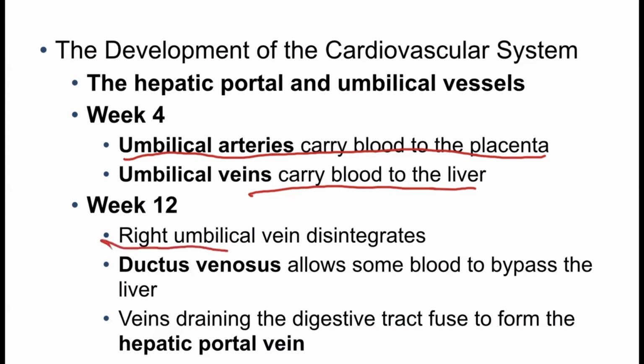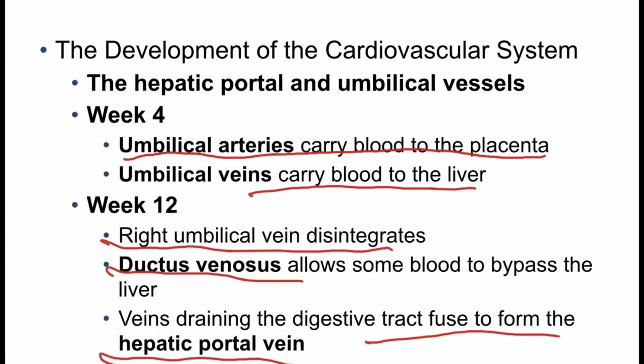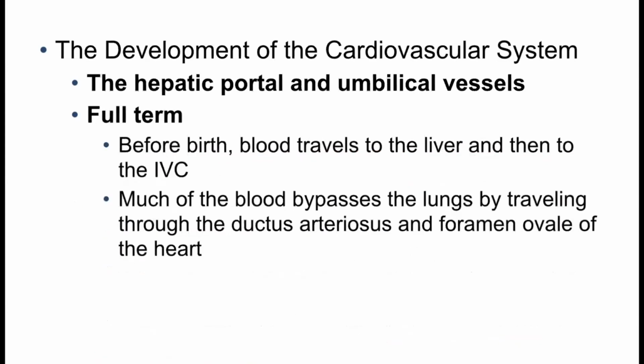The right umbilical vein disintegrates about week 12. The ductus venosus allows some blood to bypass the liver. Again, the mother's liver is doing the work for the fetus. Veins draining the digestive tract fuse to form the hepatic portal vein for the liver. At full term, before birth, blood travels to the liver and then to the inferior vena cava. So much of the blood bypasses the lungs, like we talked about, by traveling through the ductus arteriosus and the foramen ovale.